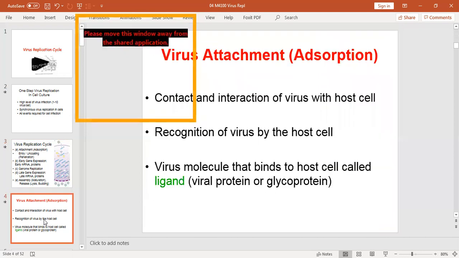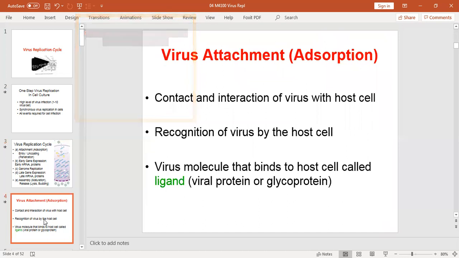So let's talk a little bit about virus attachment and adsorption, slide number 4. Initially, there is a contact and interaction between the virus and host cell. This interaction is very unique and very specific.